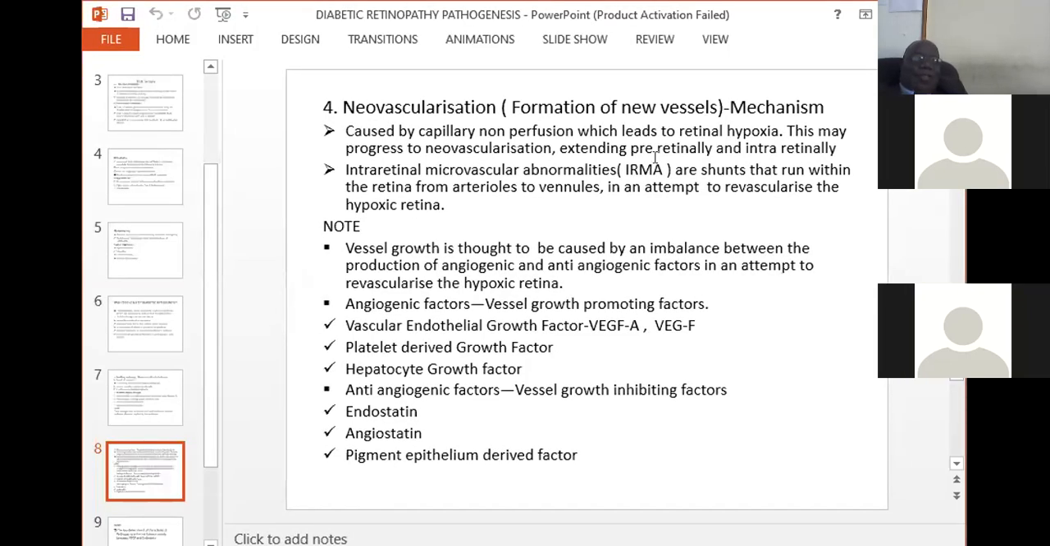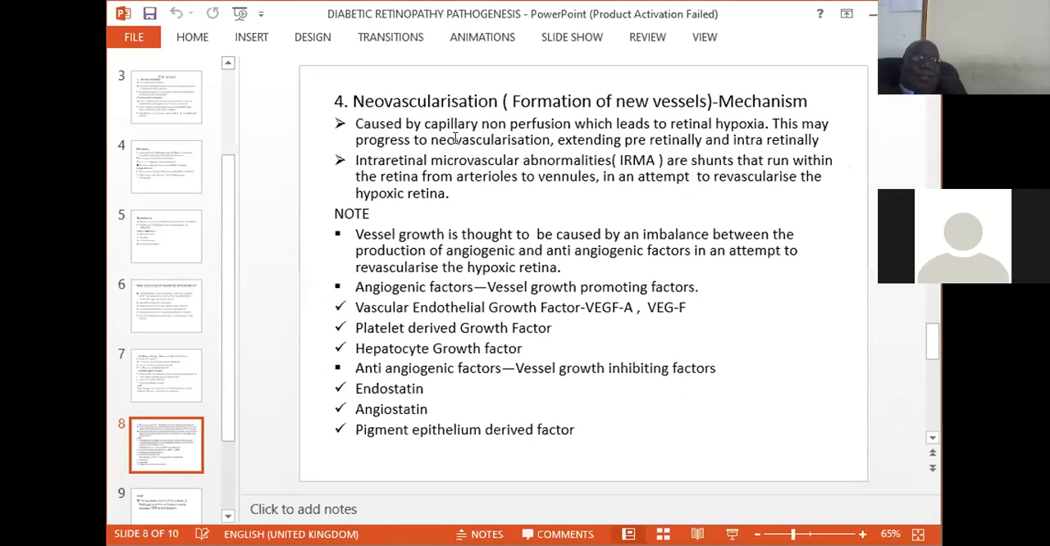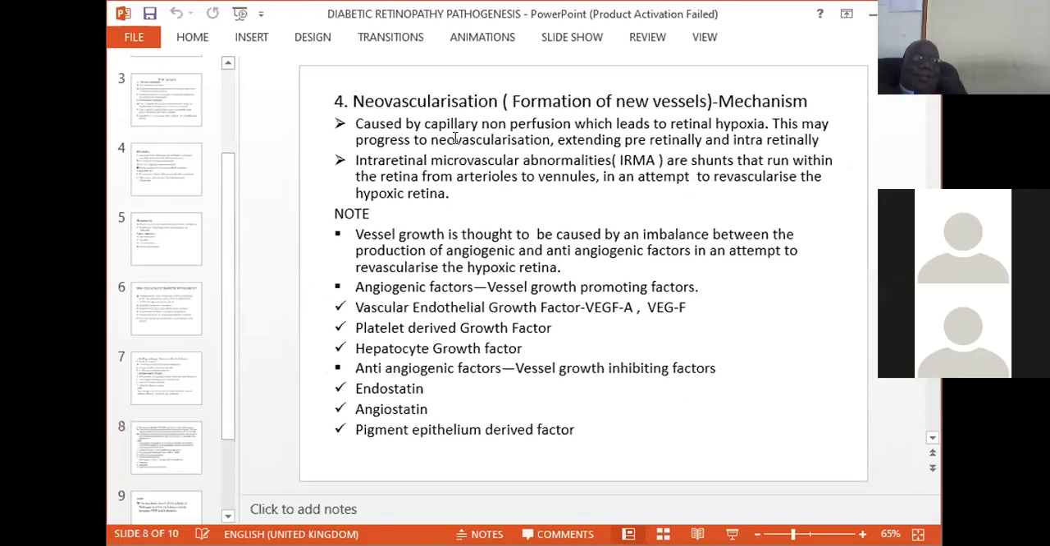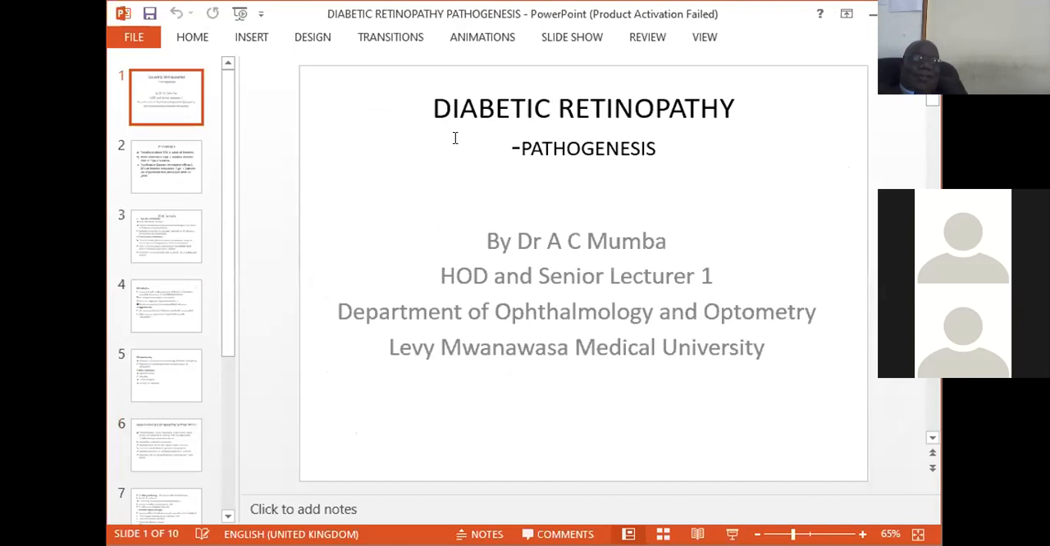No questions. We look at pathogenesis. Okay, pathogenesis of diabetic retinopathy. There's no problem. How many slides are these? Ten. Ten, okay, good.